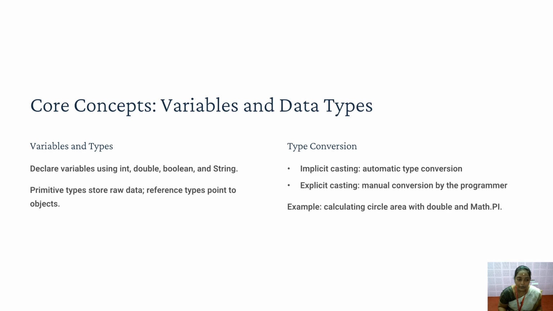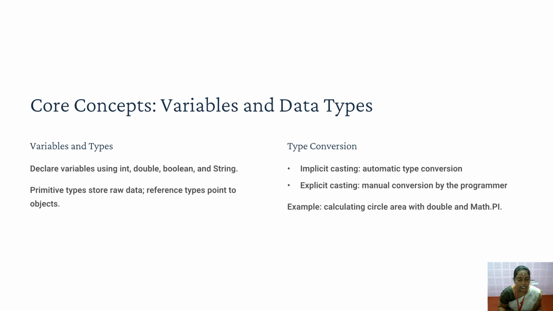And it has two types: one is primitive types and the other is reference types. Primitive types means int, double. For reference types we use String. The primitive types are used to store the raw data, and reference types point to the object.